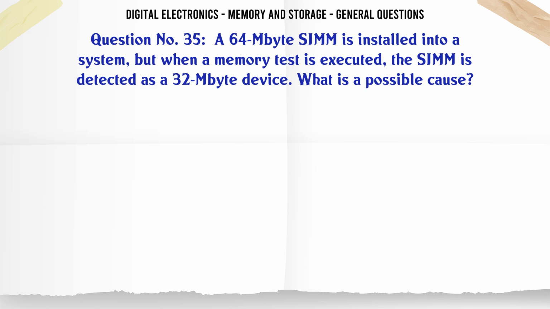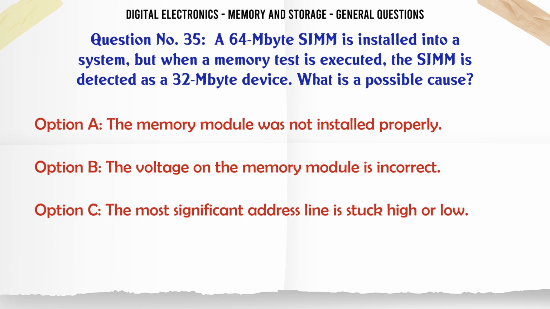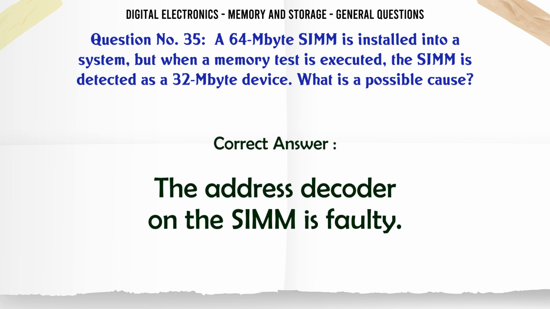A 64-byte SIMM is installed into a system, but when a memory test is executed, the SIMM is detected as a 32-byte device. What is a possible cause? A. The memory module was not installed properly. B. The voltage on the memory module is incorrect. C. The most significant address line is stuck high or low. D. The address decoder on the SIMM is faulty. The correct answer is the address decoder on the SIMM is faulty.